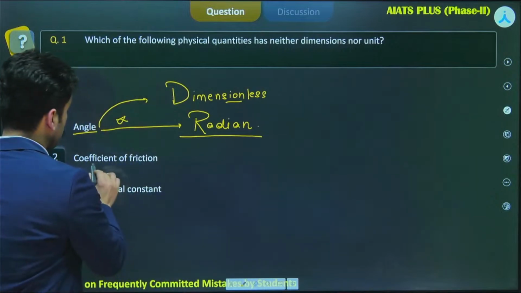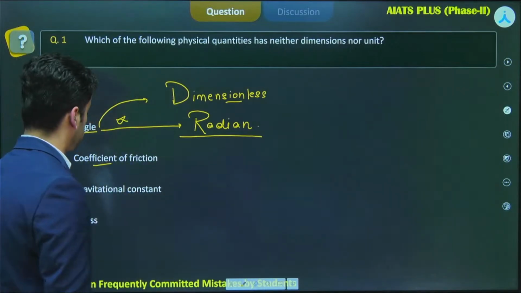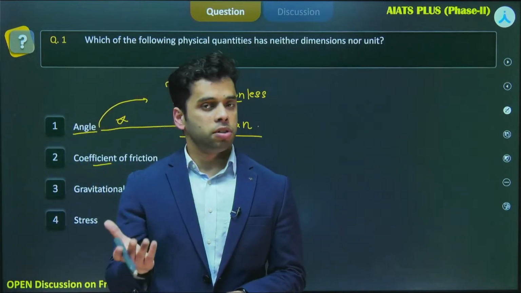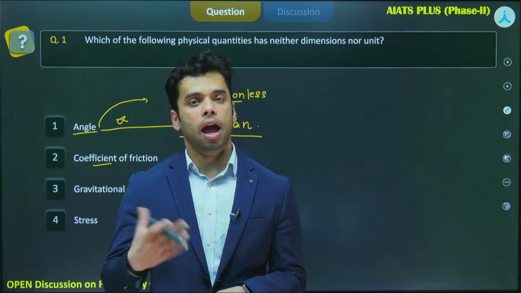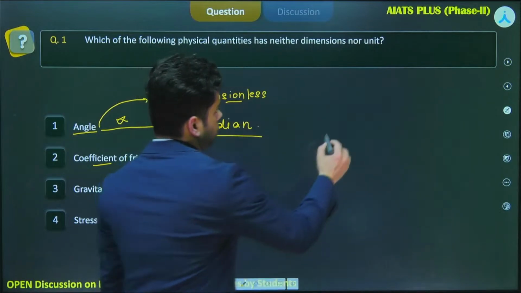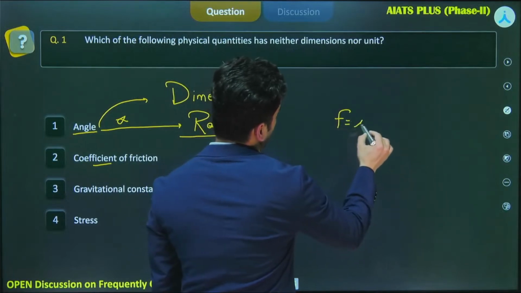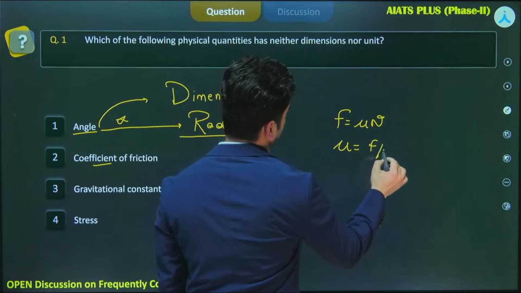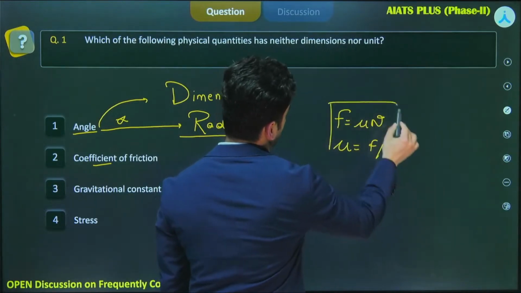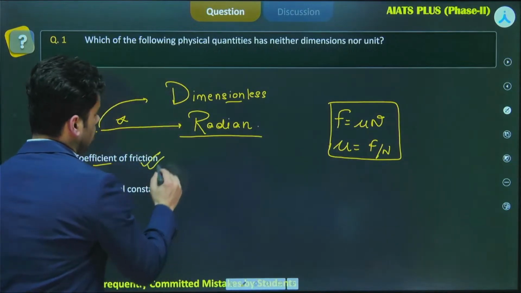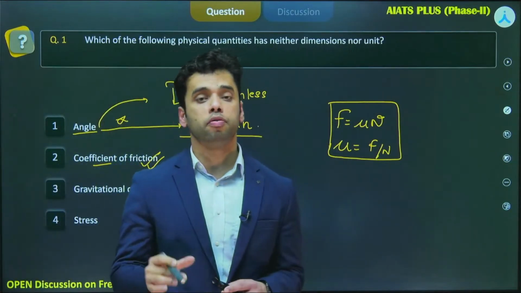Let's talk about the second option, coefficient of friction. Dear students, coefficient of friction is a dimensionless quantity, you all know that, and it is a unitless quantity also, right? So we all write that F is equal to mu into N. So mu is F by N. So it will be dimensionless as well as unitless. So this can be our answer, but we need to check all 4 options before getting to the final answer.